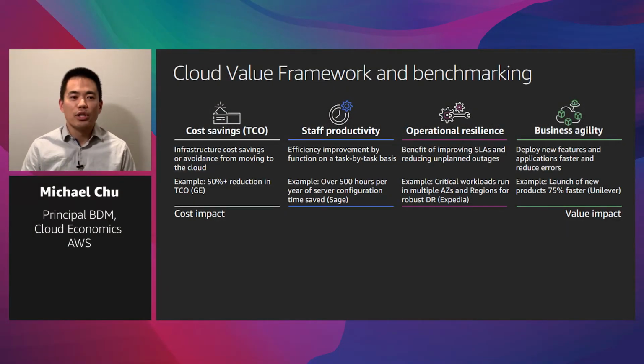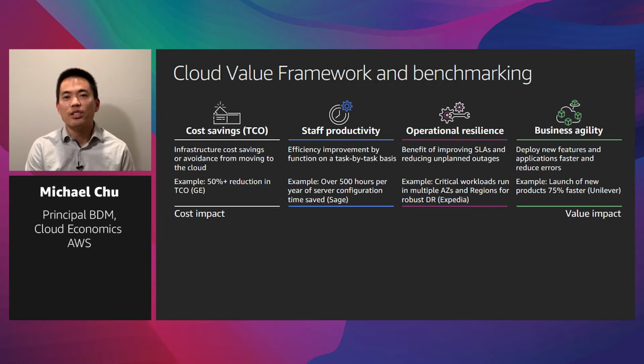Now, when we build business cases, the value drivers that we quantify are along the 4 pillars of the cloud value framework that you see on screen: cost savings, staff productivity, operational resilience, and business agility. This business case framework was built based off of hundreds of business case engagements, and it quantifies areas where customers have both realized and quantified value. Right? Customers have told us that these are the 4 areas they realize value.